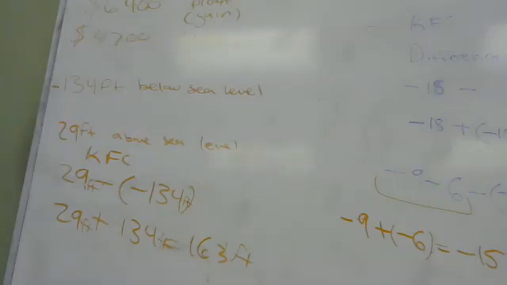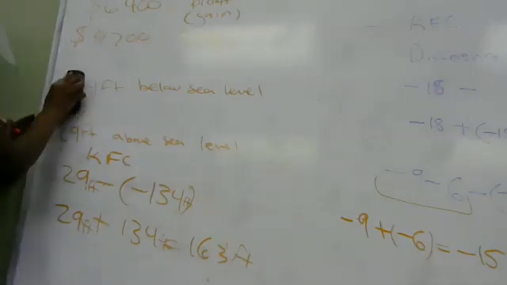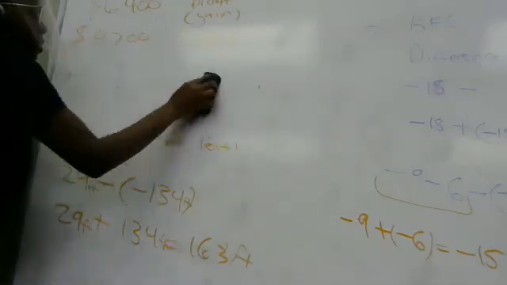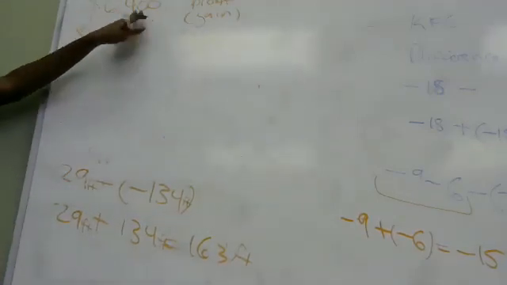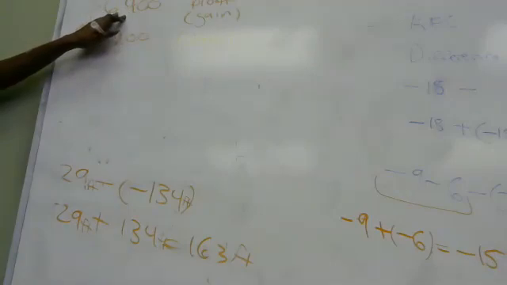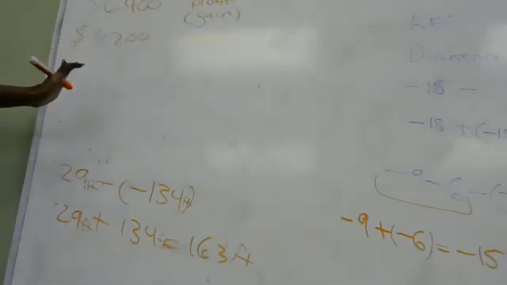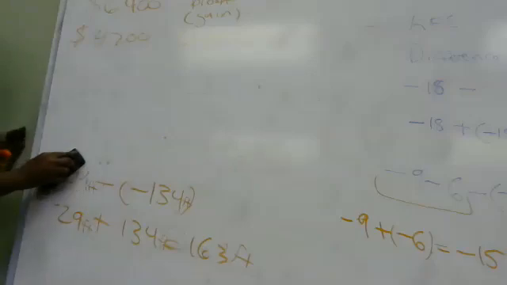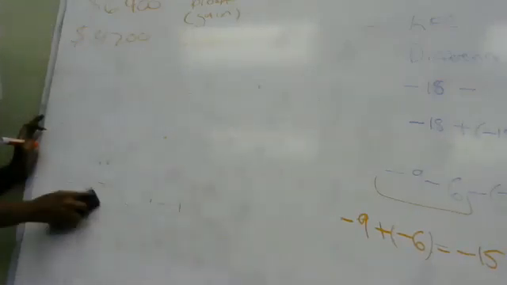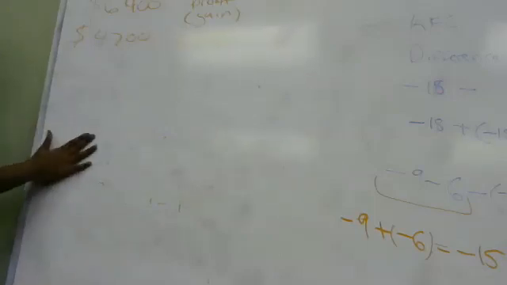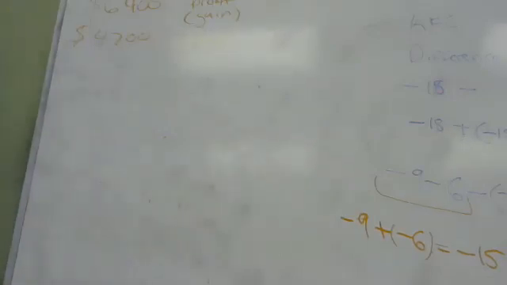What is the difference in profit between the two months? One month they had a profit of 6,400, and the next month they had a loss of 4,700. What is the difference in profit? How do I find that? Subtract. We're going to use KFC. How am I going to subtract it?